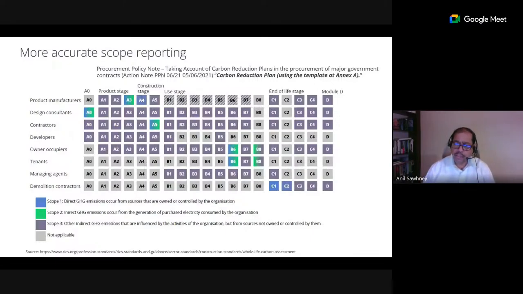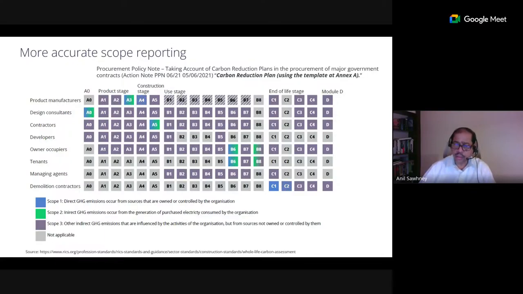Another useful thing from the standard, I think we talked about scope 1, scope 2, scope 3 emissions from the GHG protocol. It explains, depending on who you are, depending on your role, how you will take these product stage, construction stage, use stage emissions reported under various modules, A0 through D, and how they will fit into your scopes.